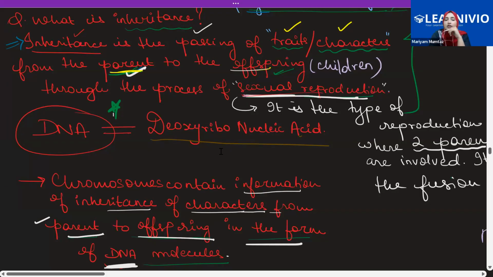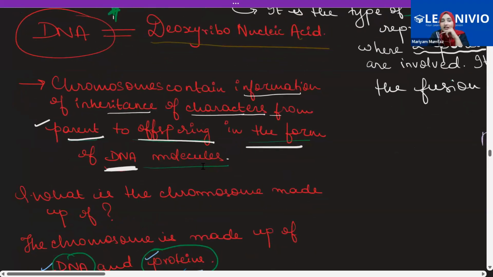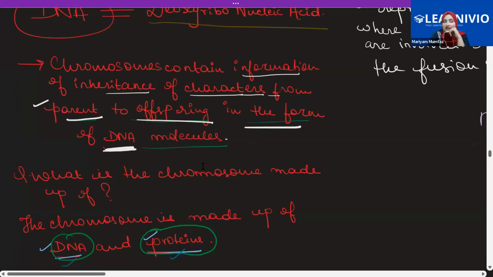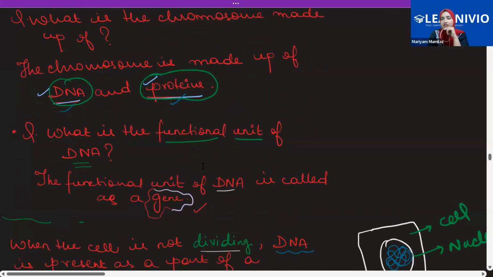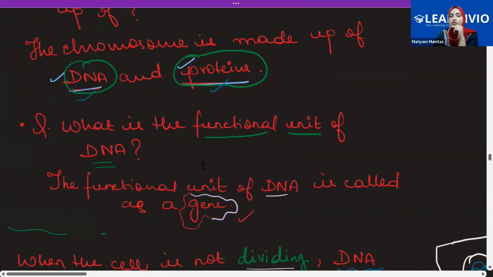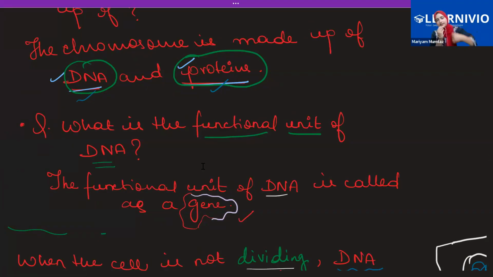Now, the chromosomes contain the information of inheritance of characters from the parents to the offspring, and it is contained in the form of DNA molecule. So if anyone asks you what the chromosome is made up of, your answer should be that it is made up of DNA and proteins. Two things make up the chromosome. One is the DNA and the other is the protein. Is it clear? Yes.